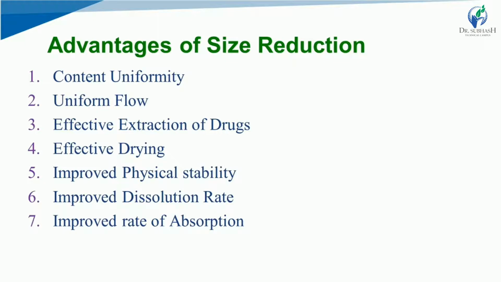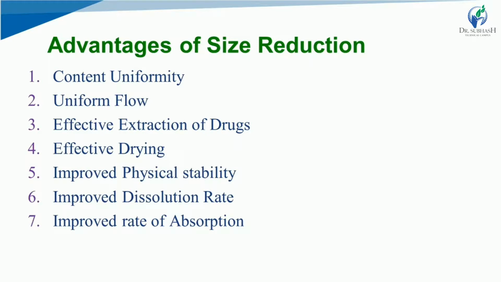Keeping in view the advantages, the Pharmacopoeia has specified particle size as a quality control tool. For example, the antifungal antibiotic drug griseofulvin should have a surface area of not less than 1300 to 1700 meters square per kilogram as per IP. If it is less, the absorption of the drug will simultaneously decrease.